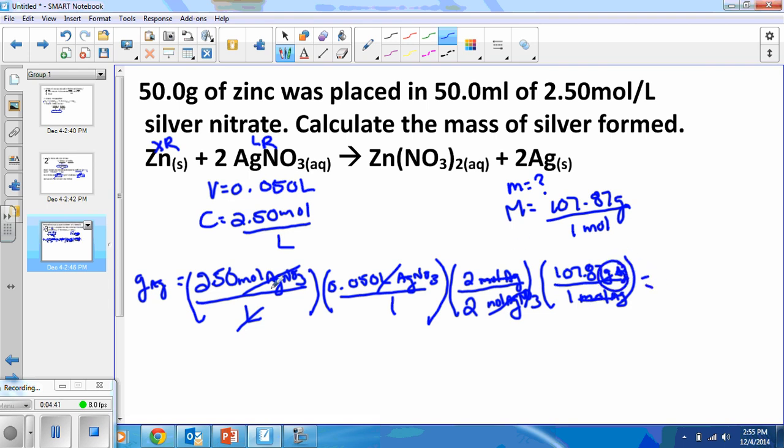So when we type this all into the calculator and multiply it out, I get an answer of around 13.48... sig digs. We're going to want 3. So we'll round this to 13.5.